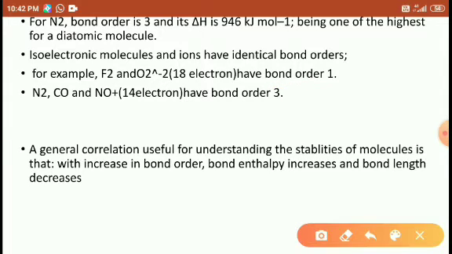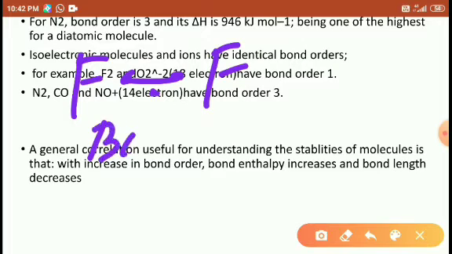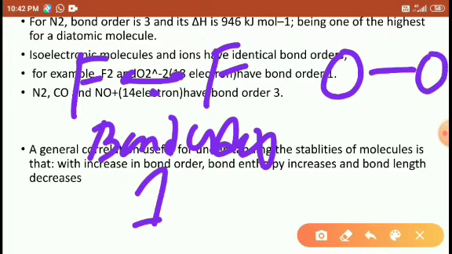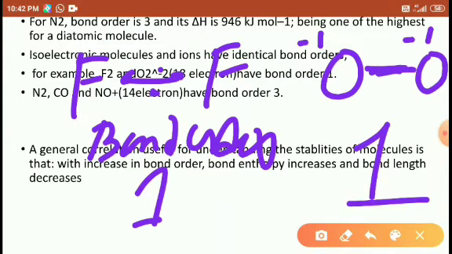Look here students, I will tell you. F2: how many bonds? 1. So the bond order is 1. For O2 minus, I am separating the minus 2 charge here, minus 1, minus 1. So how many bonds are between the two atoms? So that's why the bond order is 1.